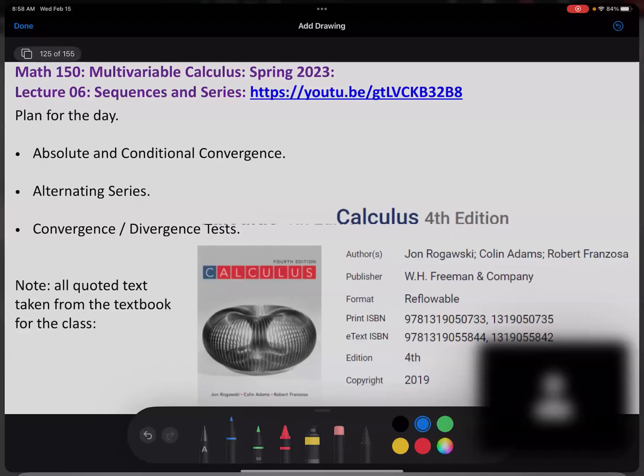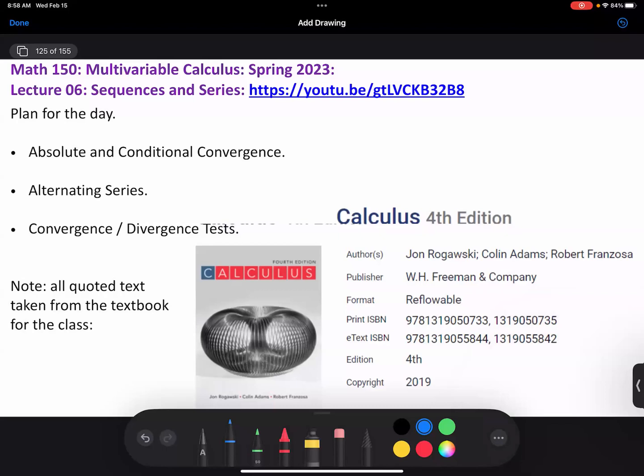Okay, so welcome to Math 150 Multivariable Calculus. This is lecture 6. So we're going to continue talking about sequences and series, and in particular, when does a series converge? And it's always important to be able to answer the question, why are we doing this?